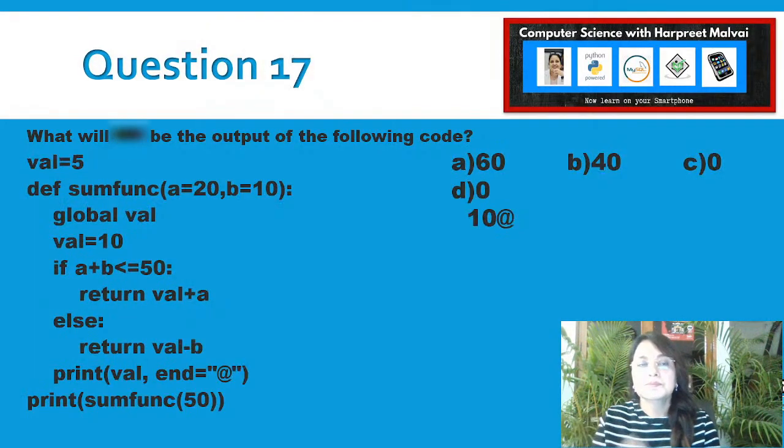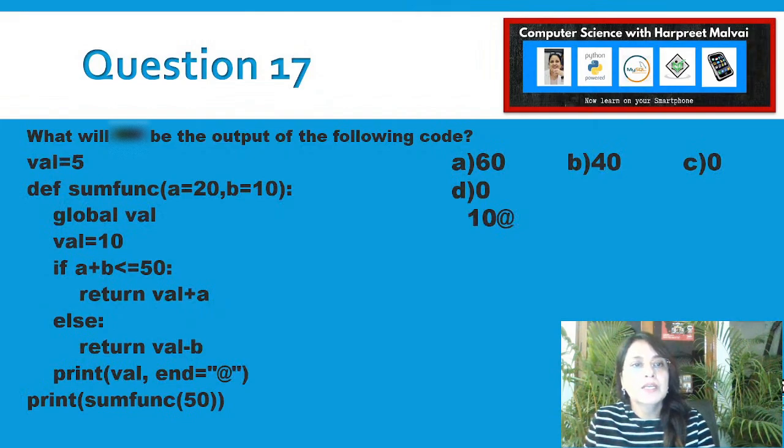Okay, let's look at the next one, which is a function, and we have a global variable here, and outside there we have val is equal to 5. Inside we have val is equal to 10, which is our global variable. And if a plus b is less than or equal to 50, then return val plus a, else return val minus b. Print val, end is equal to ampersand. So what's going to be the answer?